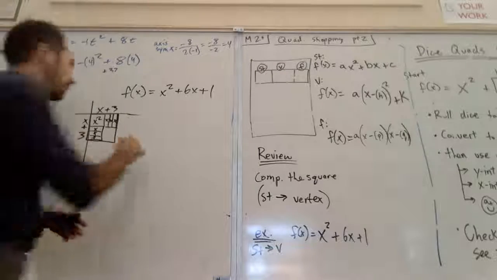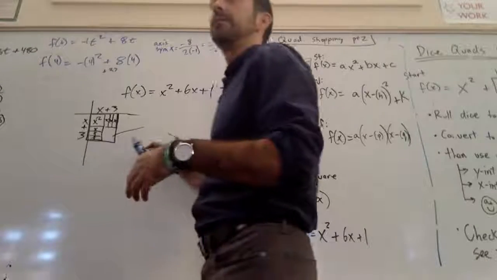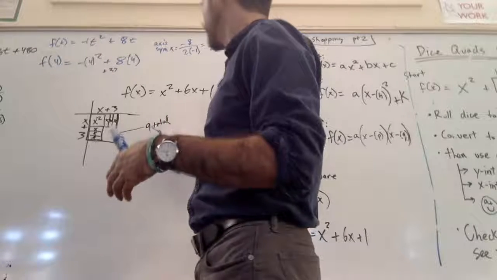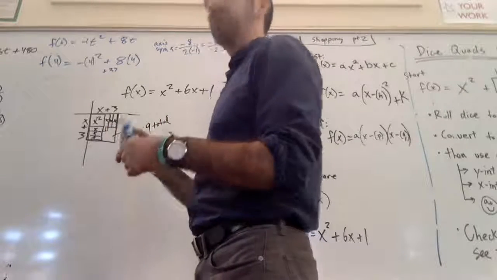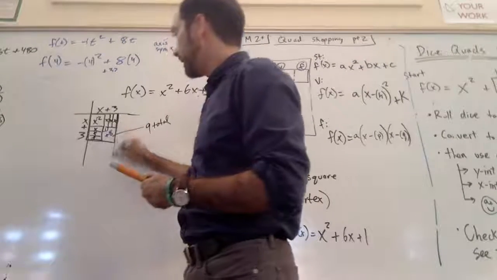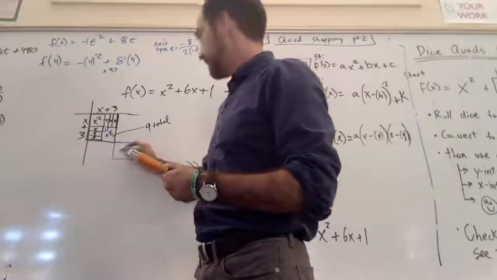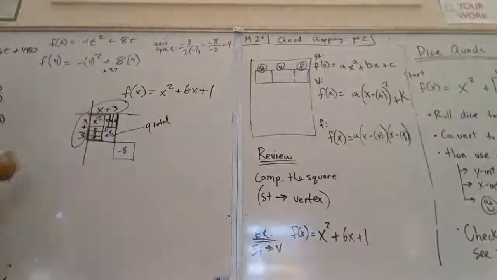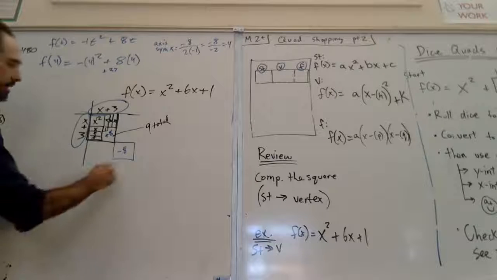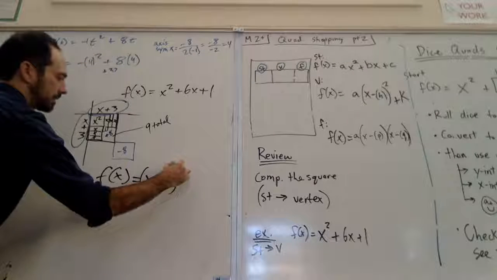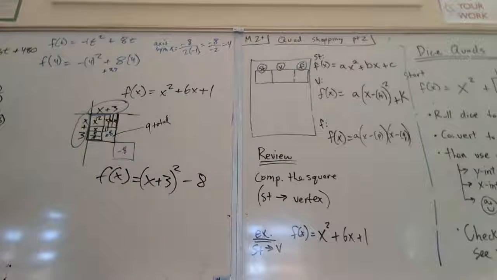So now I need to know, how big is the vessel? 9. 9 total, right? How many are in there? 1. What do we need to do? We need to add 8. What about to keep it balanced? Minus 8. So it's nice once you get done because you know it's these dimensions multiplied by each other, so it's that dimension squared. F of x is equal to x plus 3 squared minus 8.